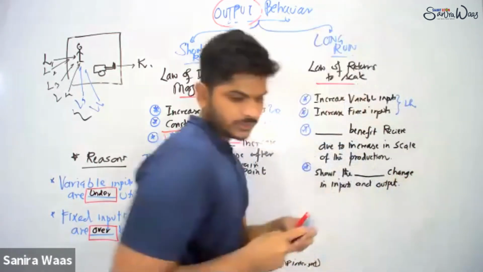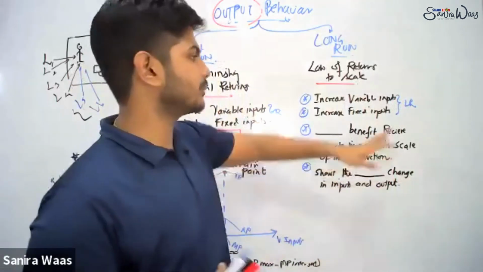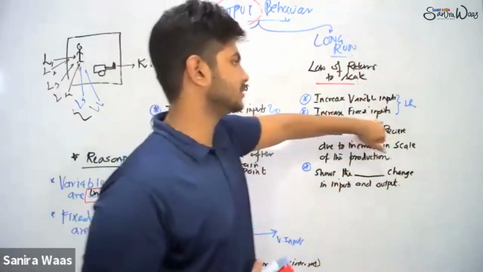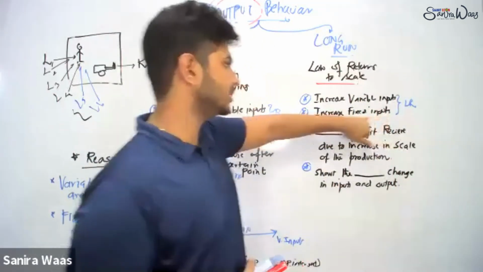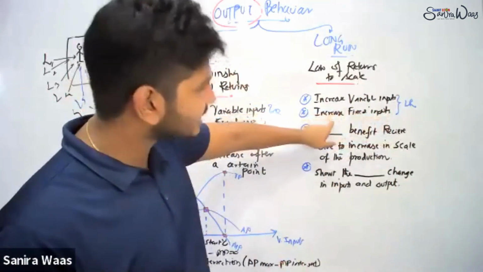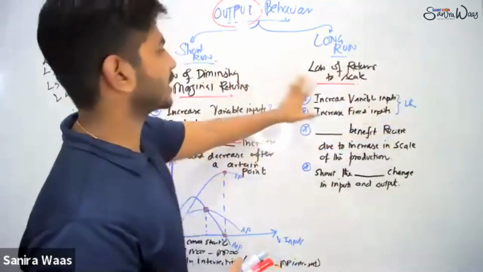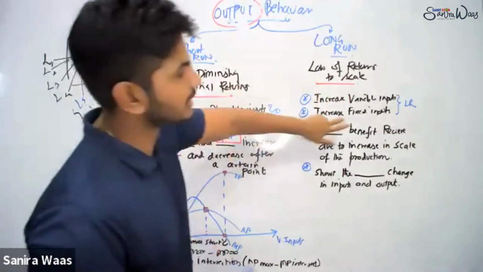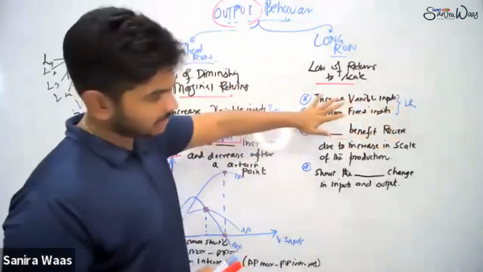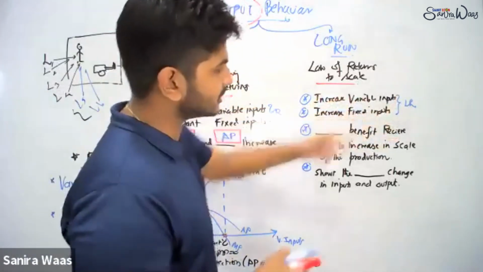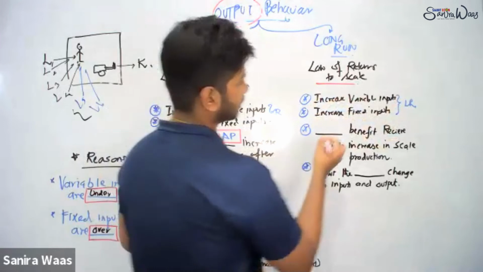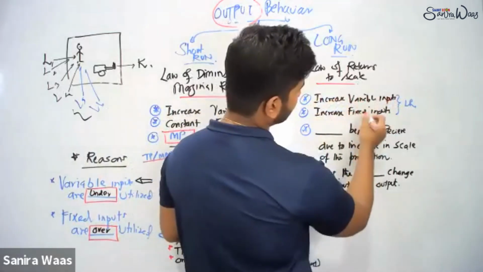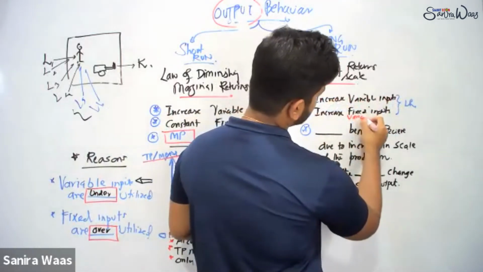Okay, a valid question has been asked: whether we have fixed inputs? That's why I have mentioned increase your fixed inputs, just to showcase the difference. So when you increase fixed inputs, it automatically becomes a variable input. When you fix this one, this automatically becomes a variable input.